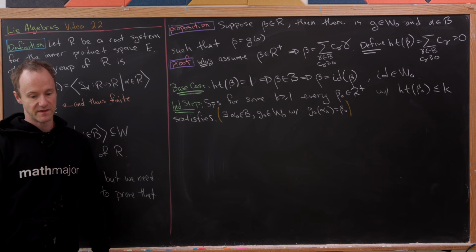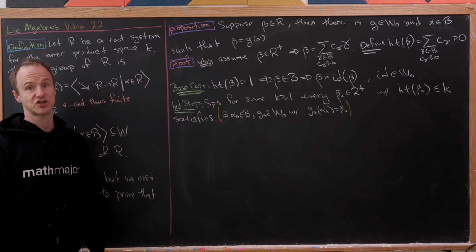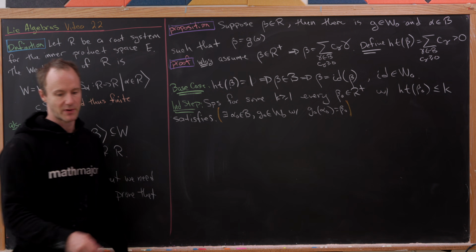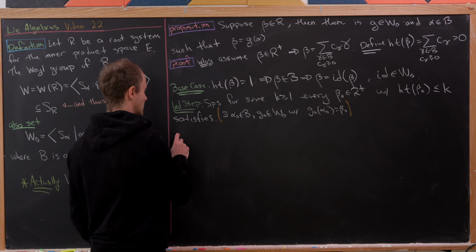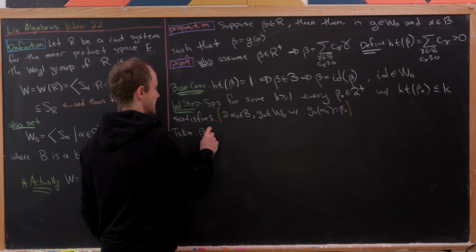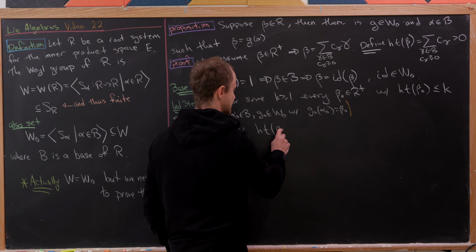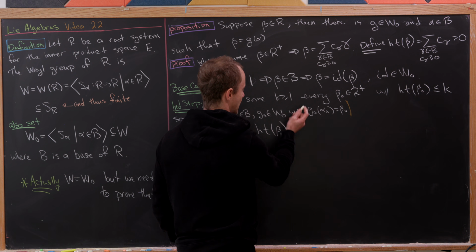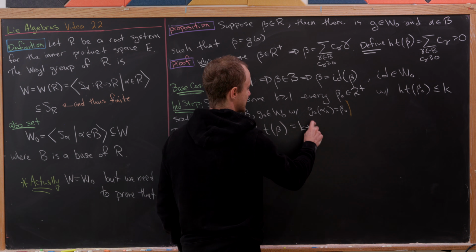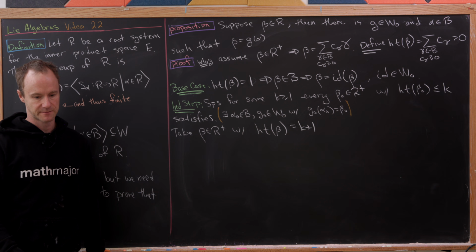Okay, so now that we've got this, which is our induction hypothesis, let's make our induction step. So let's take a beta that's inside of R plus with the height of beta equal to k plus 1. So we've assumed up to k, now we're going to look at the k plus 1 case.